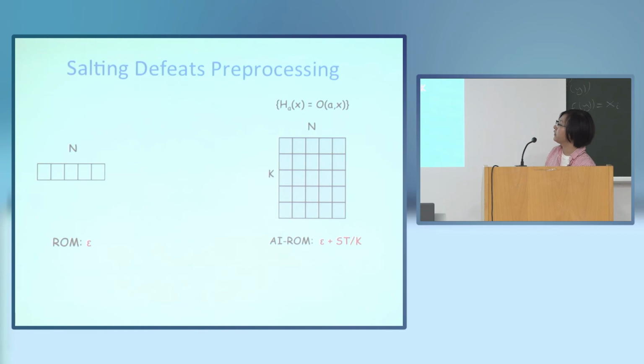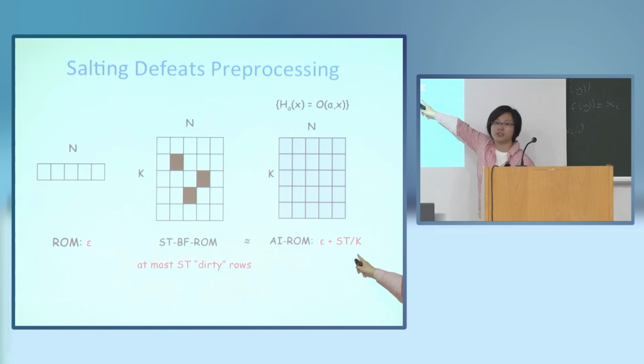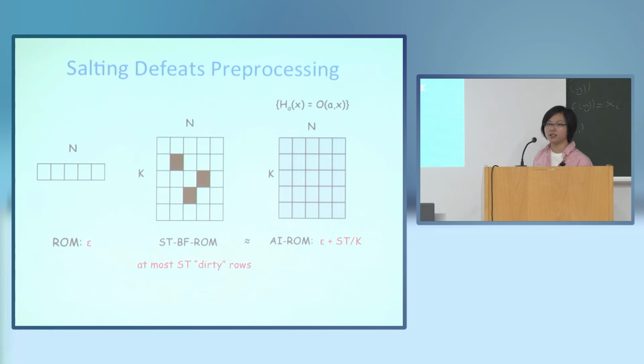The reason is that if you apply the pre-sampling lemma, this is equivalent to the clean matrix, except ST locations are bad. And the probability you're hitting this bad row is just ST over K. So there are ST rows that are bad, and you pick a random row, and the probability of hitting a bad row is ST over K. So that's why salting defeats preprocessing.